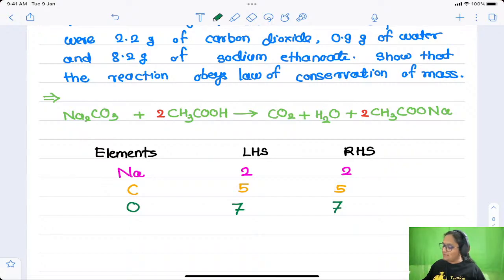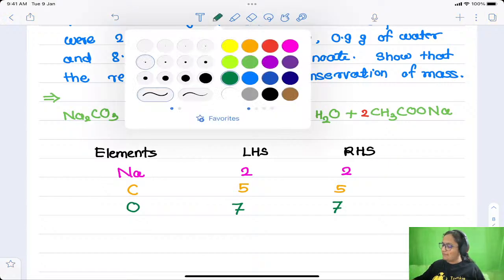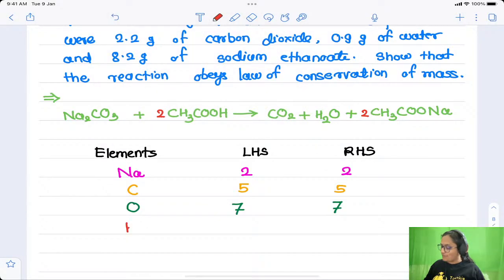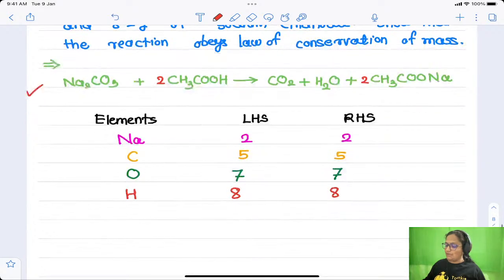Then let's check for hydrogen finally. Hydrogen on the left hand side is 2 plus 6, that is 8. On the right hand side it is 2 here and 6 here, so 6 plus 2 is 8, right? So this is a balanced equation. The equation is balanced.